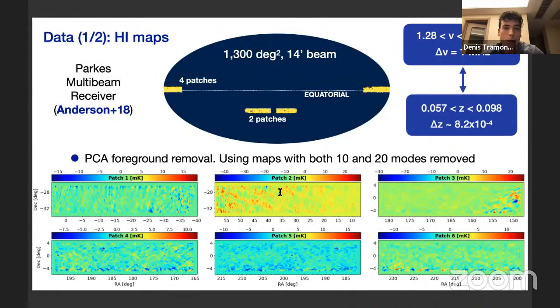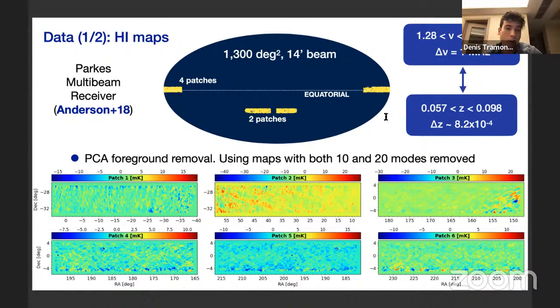The maps we are going to use are these ones obtained with the Parkes telescopes. They are quite remarkable because they have a very large sky coverage, about 1300 square degrees. They are divided in six patches, which you can see plotted here, sliced at their central frequency. The units are millikelvin. This is basically H1 brightness temperature. The spectral resolution of these maps is 1 megahertz, and the redshift range covered by each patch is from 0.06 to 0.1. So this is quite low redshift.